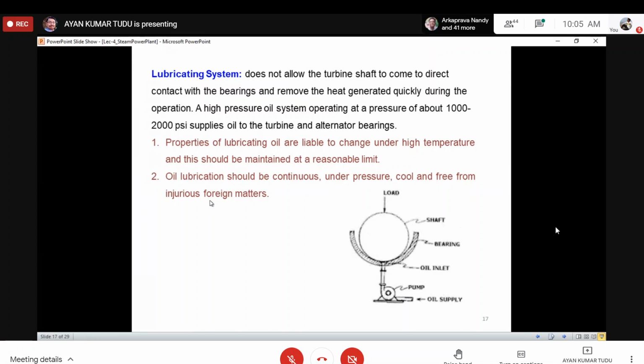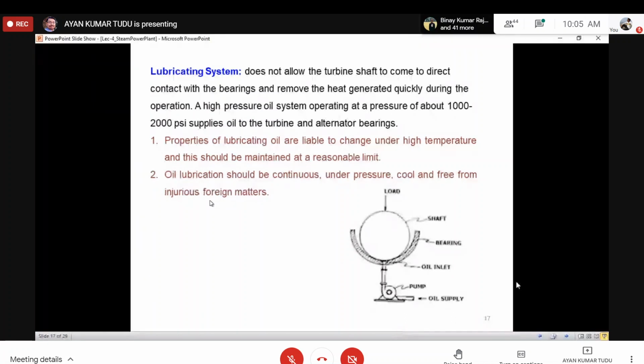The oil lubrication should be continuous, under pressure, cool, and free from injurious foreign matter. Obviously, if the oil contains certain foreign matter, it will decrease the efficiency of why it is present in that particular system. There are different types of high pressure oil pumps used in the lubricating system. Let us see these.